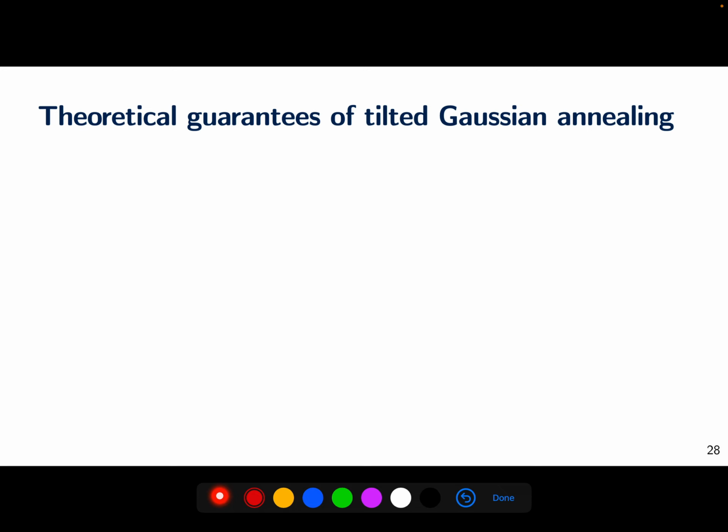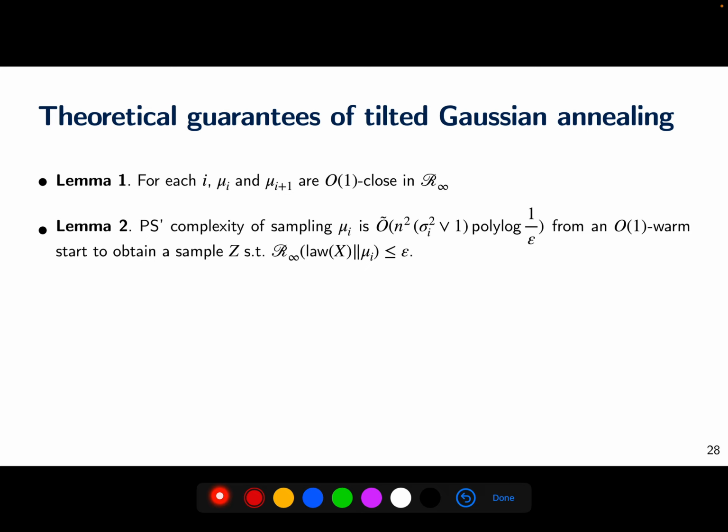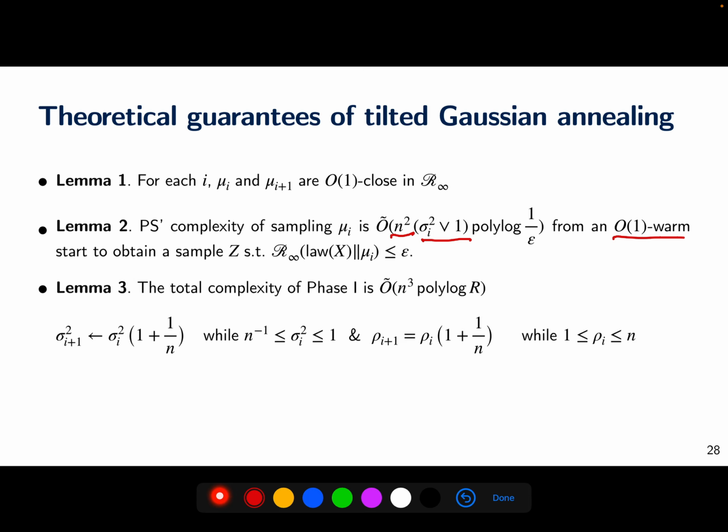And let me give you some theoretical guarantees of tilted Gaussian annealing. First of all, as desired, mu I and mu I plus 1 are O(1) close in Rényi infinity. So mu I is actually a good warm start for mu I plus 1. And then the proximal sampler's complexity for sampling from mu I, the annealing distribution, is roughly n squared times the maximum of 1 and n sigma I squared from an O(1) warm start. And then for phase 1, its total complexity is n cubed.